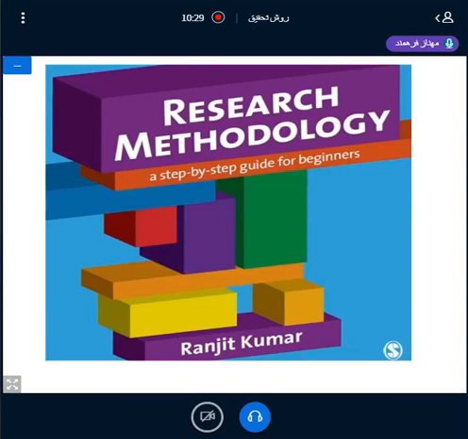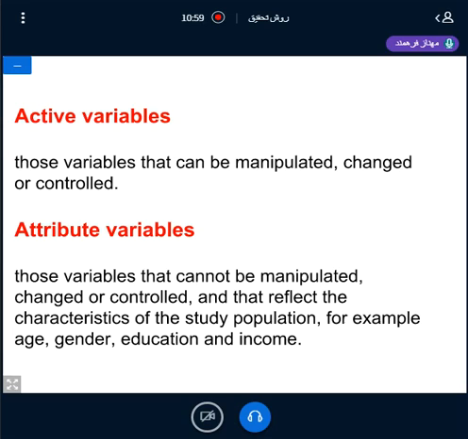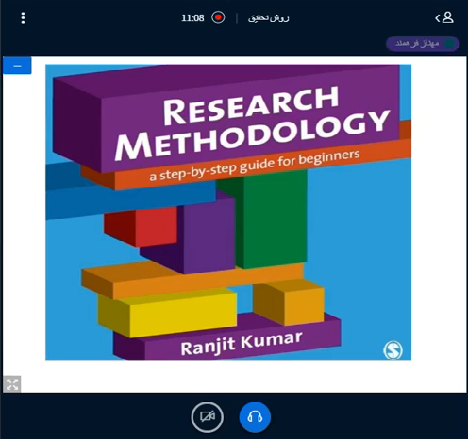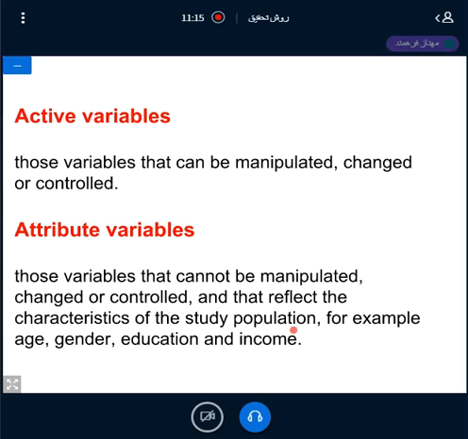Power number 1, I think, and now we're going to start power number 2 from the book named Research Methodology: A Step-by-Step Guide for Beginners, and we are going to continue this book with power number 2.